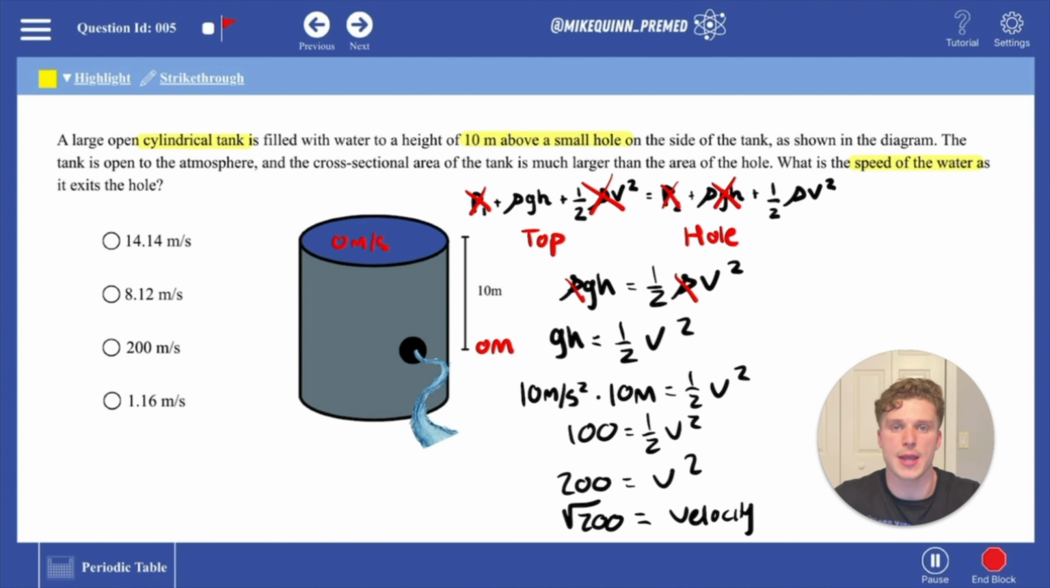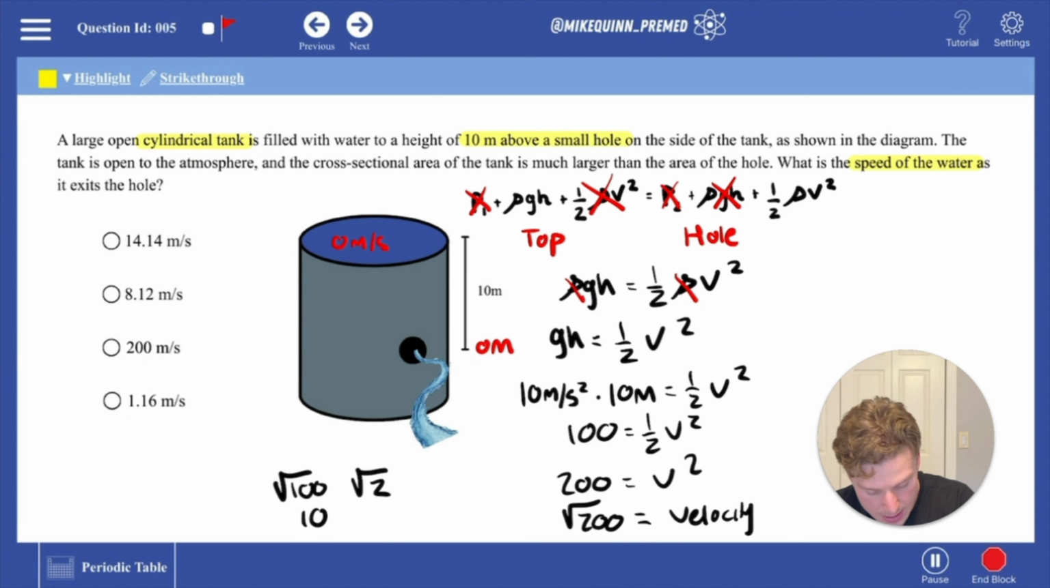Now on the MCAT you don't get a calculator, so what I would do here is the square root of 100 times the square root of 2, which is the same thing as the square root of 200. This is 10 times the square root of 2, which is about 1.4. So 10 times 1.4 is about 14. The answers won't be so similar that you can't figure it out. So the correct answer here is A, 14.14 meters per second.